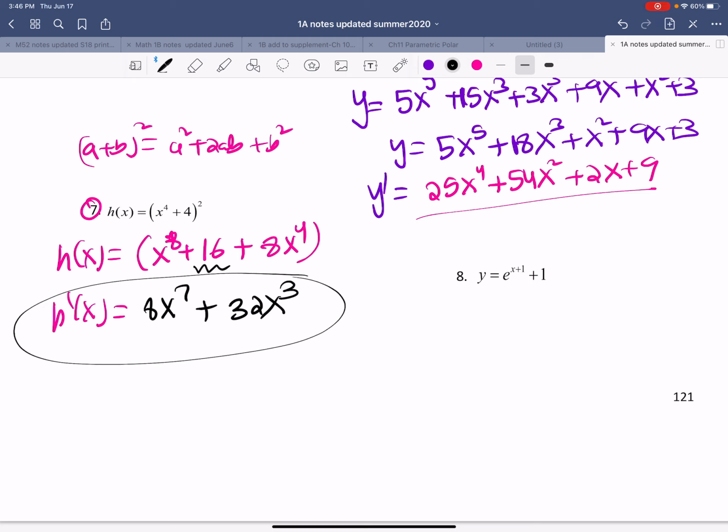Next, we have y is equal to e to the power x times e to the first power plus 1. Can I write it as e times e to the power x plus 1?